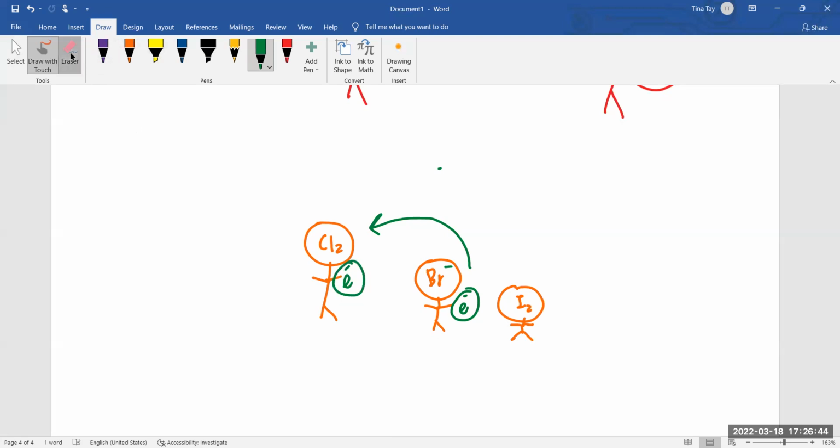Now chlorine becomes chloride. And bromide now changes back to what? Bromine. Can you understand? This is called displacement. Somebody takes the electron away. It's called displacement.